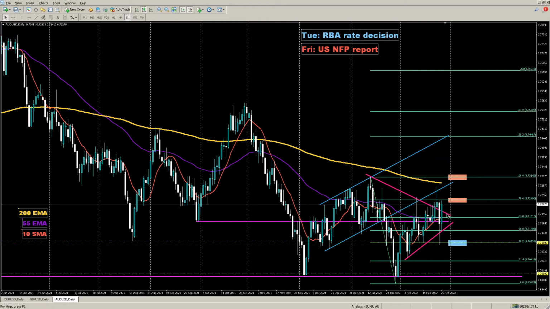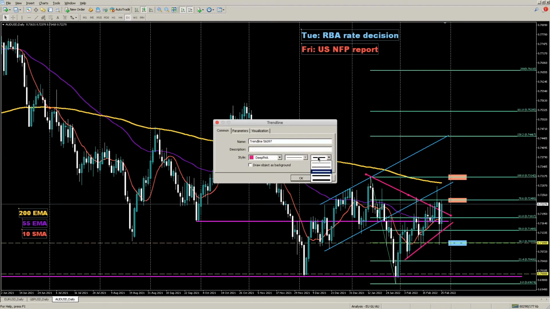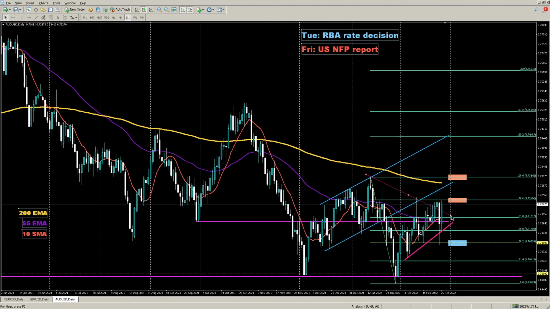Okay, so let's see how the US dollar moves next week with these geopolitical tensions ongoing. I think I can remove this upper trend line here. The lower trend line is still possibly valid, as there could be another channel forming down below here.